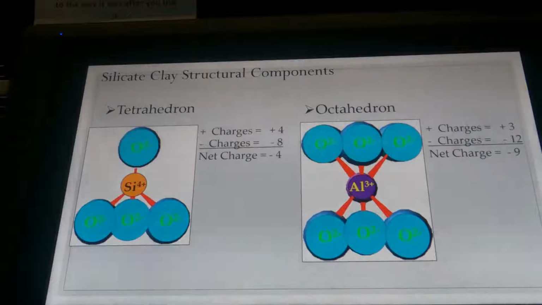All right, so let's look at this. I kind of alluded to this in the beginning. We have oxygen, which is always worth -2. I say worth because when you see oxygen, there will always be 2 negative charges on that. And if we have silica 4+, the overall net charge of that tetrahedron is 4. Simple math. If we look at the octahedron, which is comprised of 6 oxygens, 6 times -2 is -12, plus 3 for the aluminum, the net charge is -9.